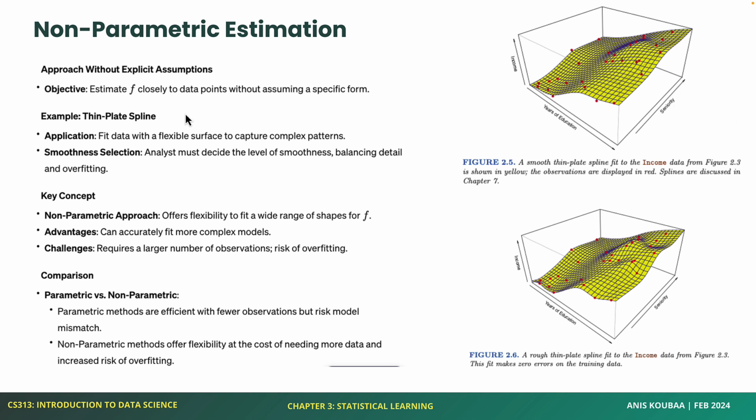How do we find these values? In the example of thin plate spline, it fits the data with a flexible surface to capture the complex pattern. This is just an optimization problem to find the probability distribution function in three-dimensional space. And the key concept here is that we use a non-parametric approach, so this offers flexibility, a wide range.